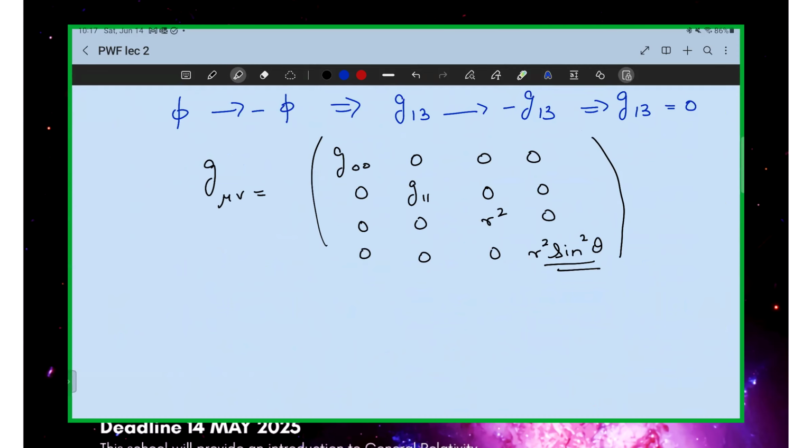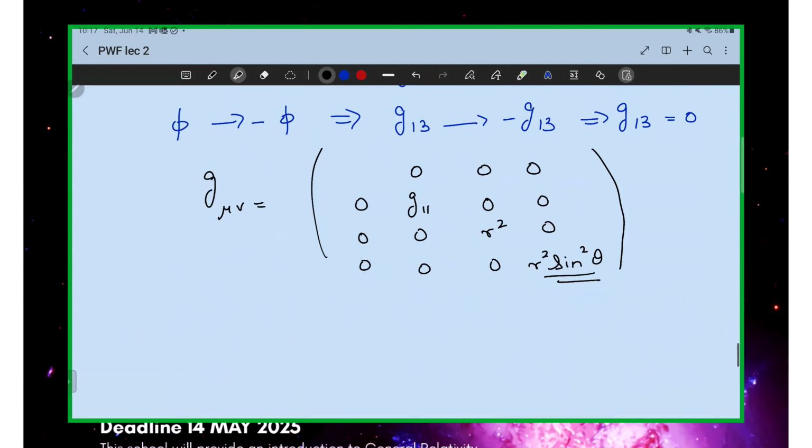As I argued earlier, these components can only depend on R. So I'm going to name this one minus A, that depends on R. And I'm going to call this B, that depends on R. Why did I choose minus A? Because the time component of the metric tensor tends to be negative. So I've just taken that negative out explicitly.